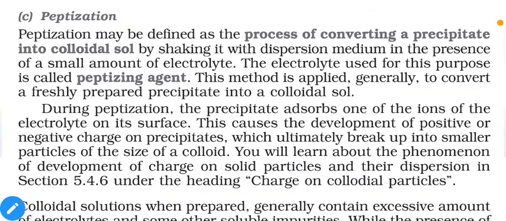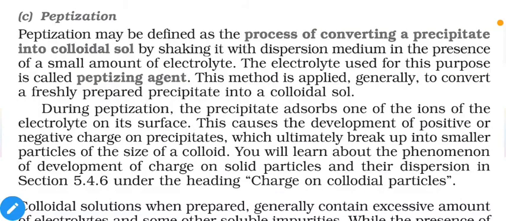And the last process is the peptization process. Peptization may be defined as the process of converting precipitates into colloidal sol by shaking it with the dispersion medium in the presence of a small amount of electrolyte. So first you have to obtain precipitates of our sol or dispersed phase. Then we add it to the dispersion medium with some small amount of ions, that means electrolyte, and we shake it. When we shake it properly, you will get your colloidal sol.